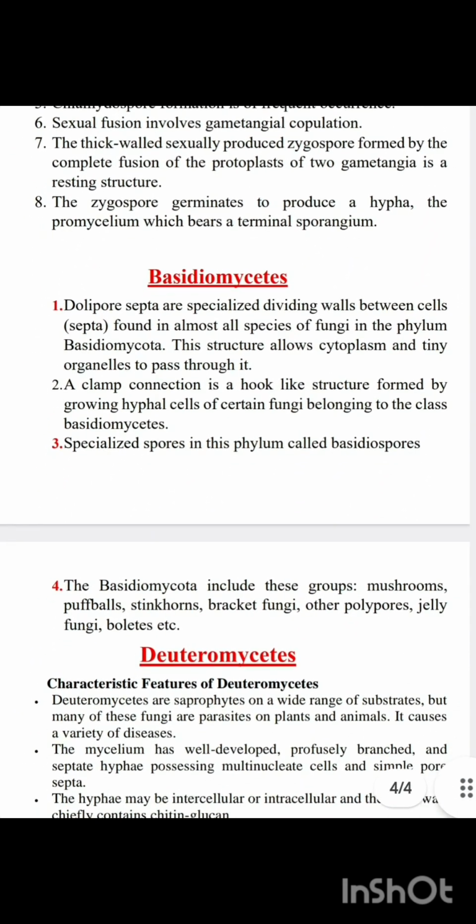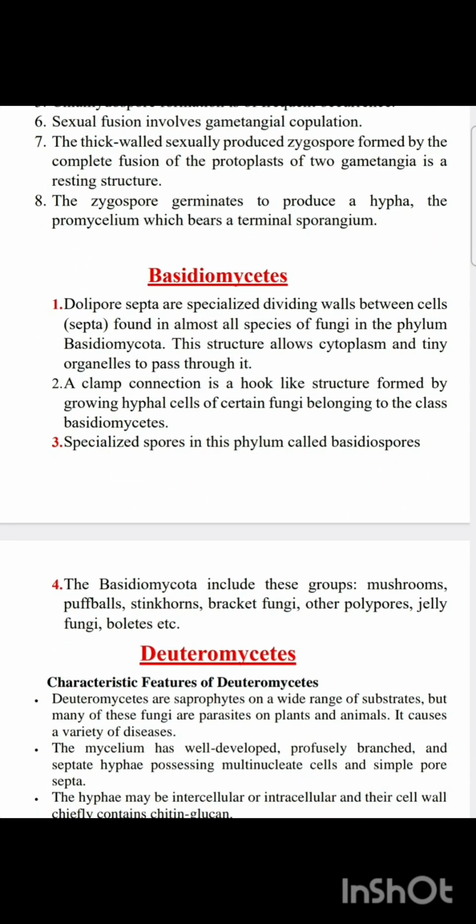Then Basidiomycetes. Basidiomycetes is otherwise known as club fungi. Dolipore septa, clamp connection, and basidiospore: these three characteristic features are main and present only in Basidiomycetes.